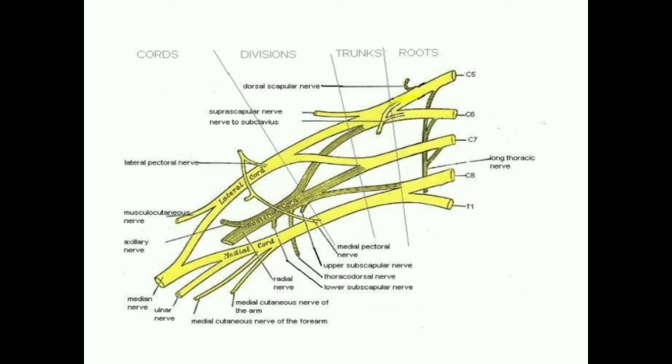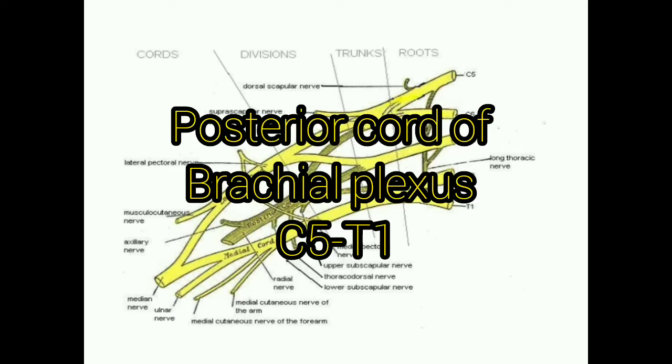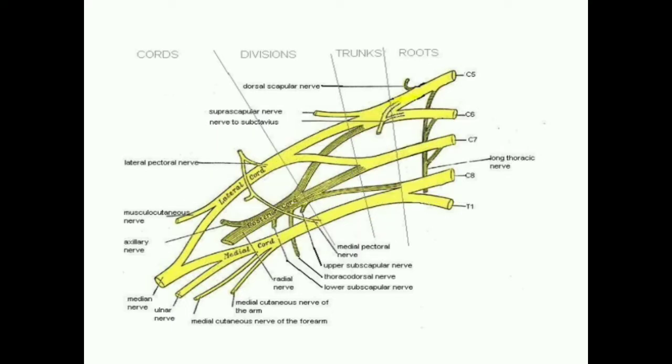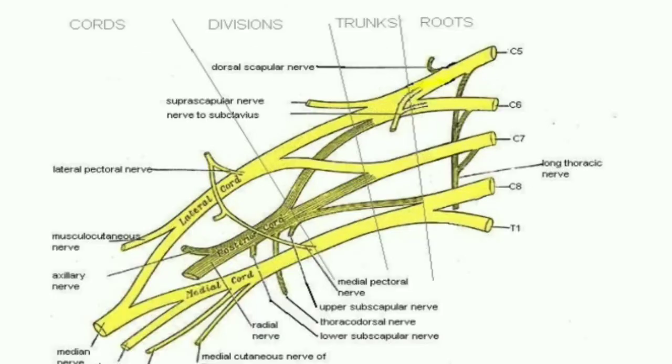The radial nerve, as well as the axillary nerve, originates from the posterior cord of the brachial plexus, exactly behind the third part of the axillary artery. So here its origin is from the posterior cord of the brachial plexus, from the ventral rami of C5 to T1. Here you can see C5, C6, C7, C8 and T1. These are the origins of the radial nerve.